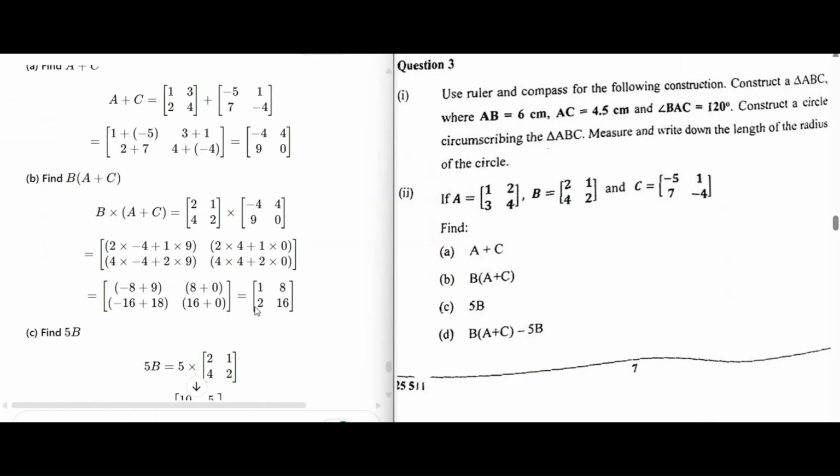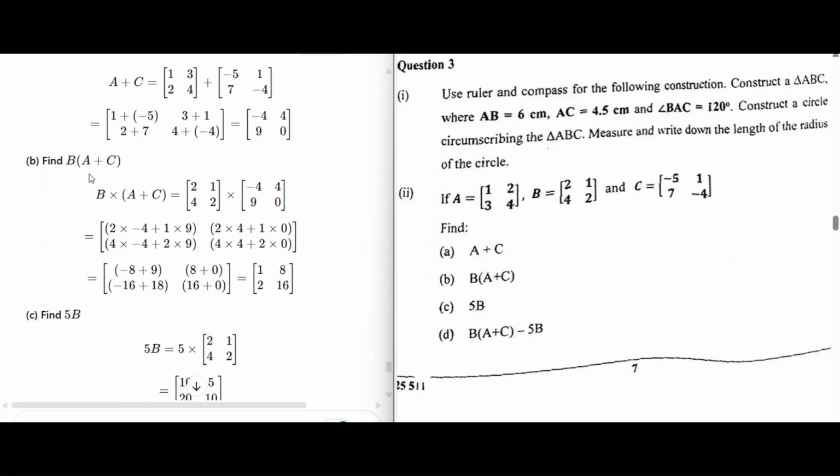Now B into (A plus C). B is 2, 1, 4, 2. First row, first column: 2 into minus 4 plus 1 into 9. First row, second column: 2 into 4 plus 1 into 0. Second row, first column: 4 into minus 4 plus 2 into 9. Second row, second column: 4 into 4 plus 2 into 0. So this is 1, 8, 2, 16.